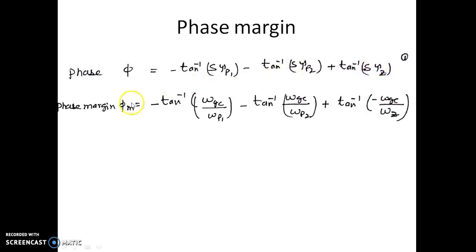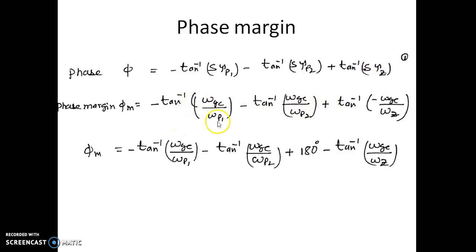Now the phase margin can be written from this phase equation by substituting S by omega GC, and tau P by its corresponding frequency. That is, tau P1 is represented as 1 over omega P1, tau P2 as 1 over omega P2, and tau Z as 1 over omega Z. You can see we are retaining the negative sign here. These are the two poles and this is a zero.